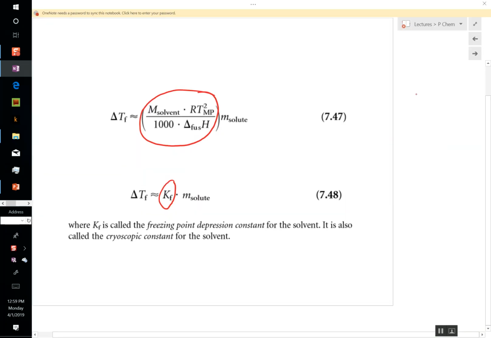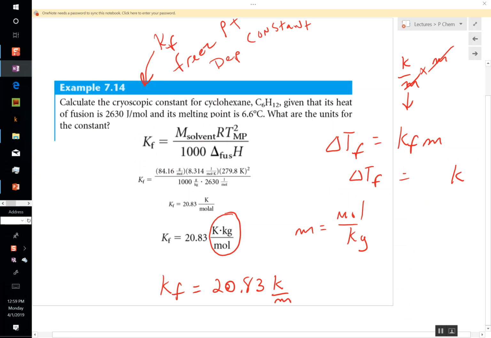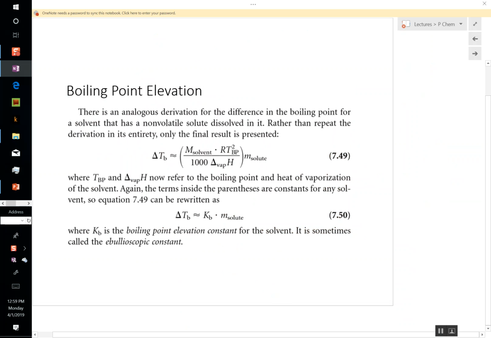Okay, I think we got through freezing point depression. Here's the freezing point depression. I've got some markings on here. We got into boiling point elevation, similar equation.